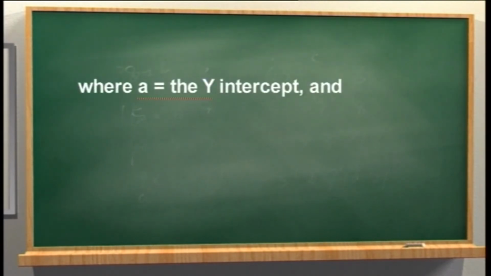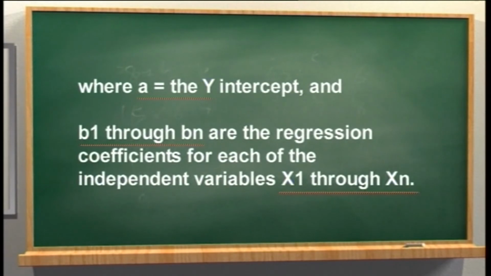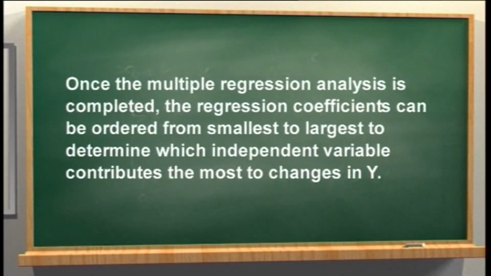where a is the y-intercept and b1 through bn are the regression coefficients for each of the independent variables x1 through xn. The dependent variable y is thus a weighted average based on the strength of the regression coefficient b of each independent variable x. Once the multiple regression analysis is completed, the regression coefficients can be ordered from smallest to largest to determine which independent variable contributes to most of the changes in y.